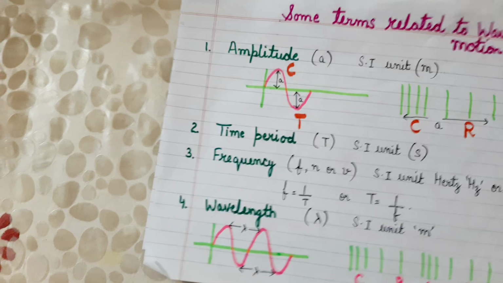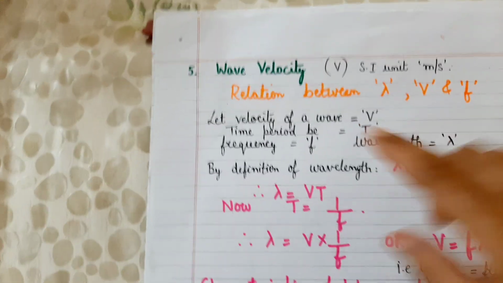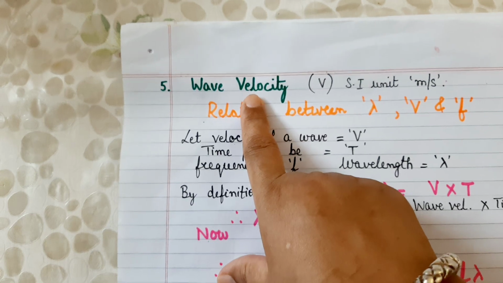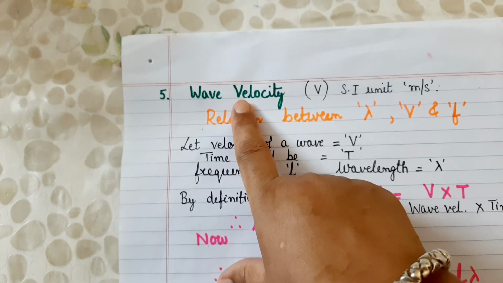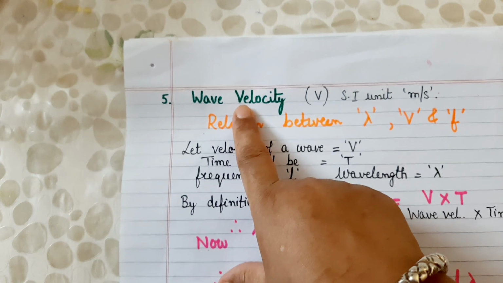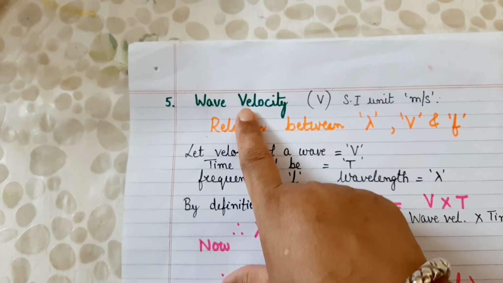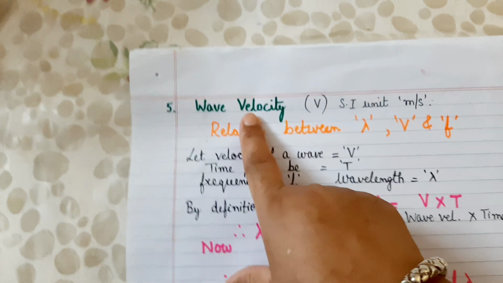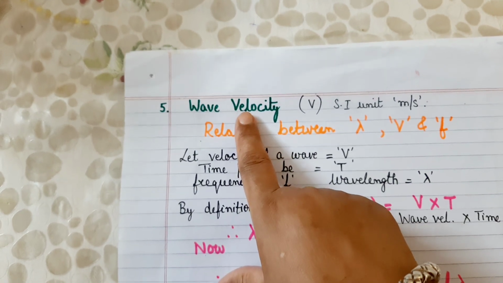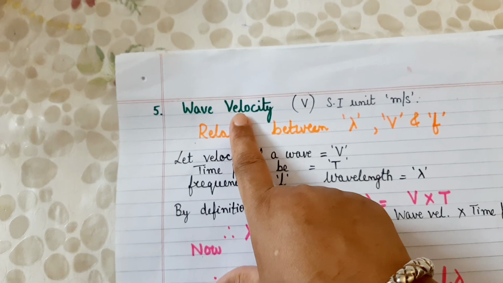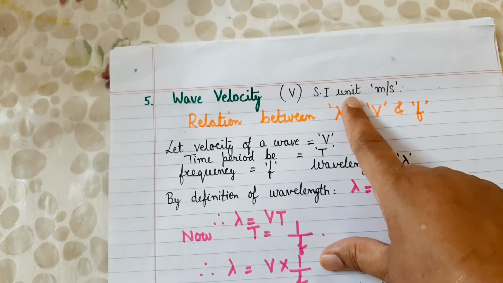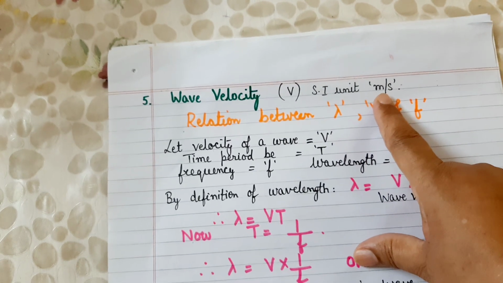Okay, now I move to the next definition, and that is wave velocity. How is wave velocity defined? Children, you all know velocity is speed. So naturally, the speed of a wave, or you can say the distance traveled by the wave per unit time, is said to be its wave velocity. Distance traveled by a wave per unit time. It is denoted by capital V, and the SI unit of wave velocity is meters per second.